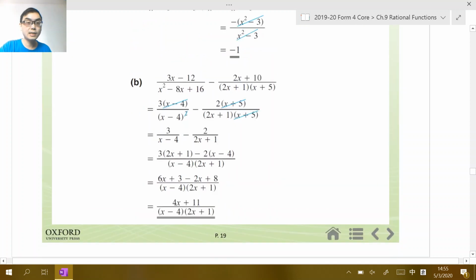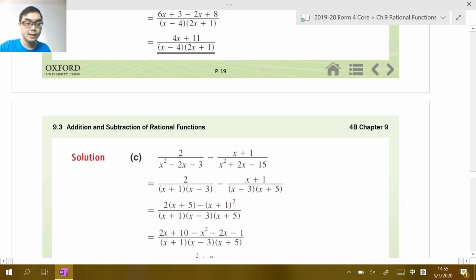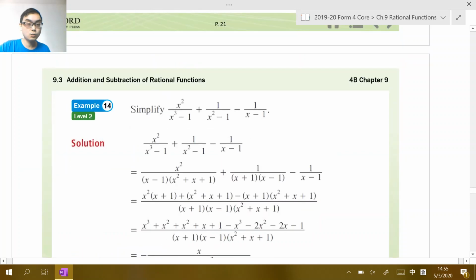For part B, even if you don't take the LCM for each fraction, you can simplify them first and then use the simplified fractions to do the operation. Okay, and then also part C. And example 13, you can just read by yourself.